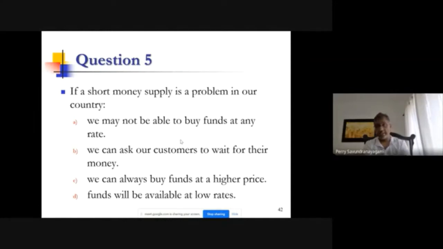Basically, there's a shortage of money in the market, right? What does it mean?